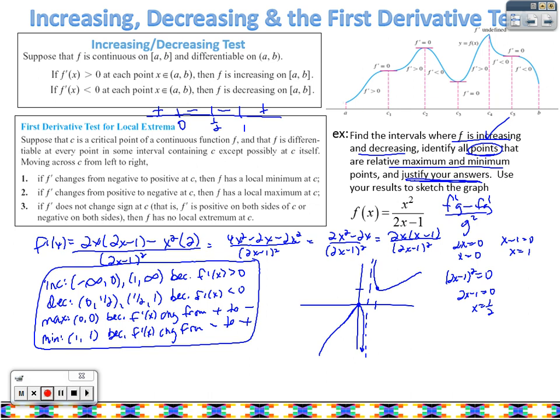Okay, curvilinear. Curvilinear. And there we go.